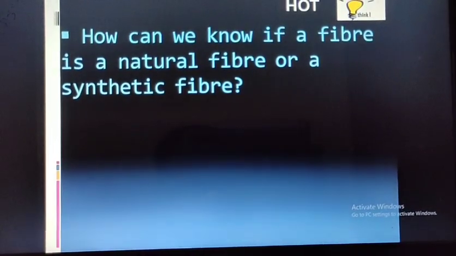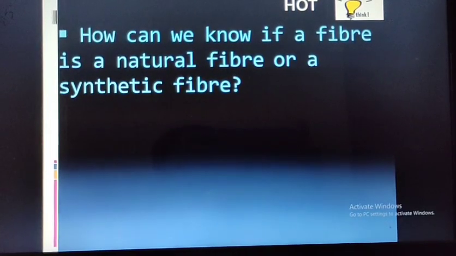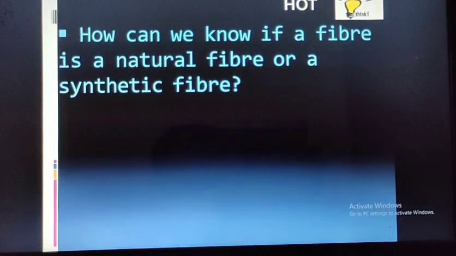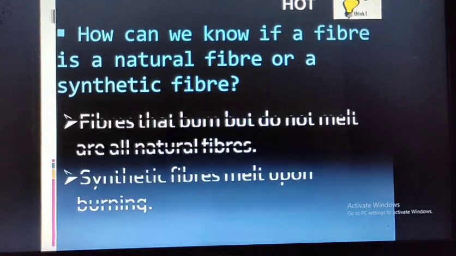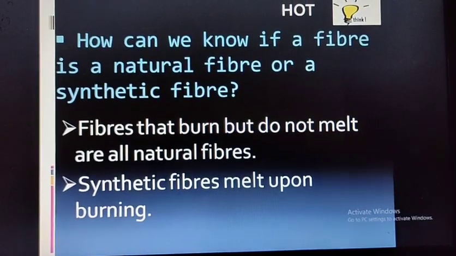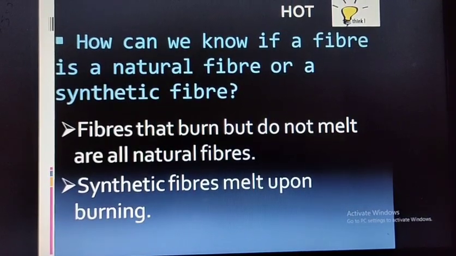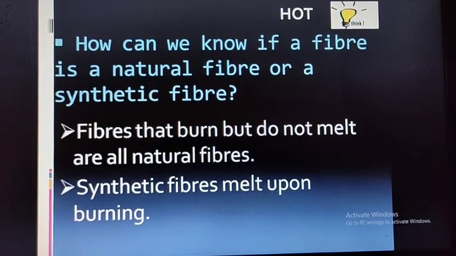How can we know if a fiber is a natural fiber or a synthetic fiber? There is a very simple technique to detect whether the fiber is natural or synthetic. Fibers that burn but do not melt are natural fibers, while synthetic fibers melt upon burning.